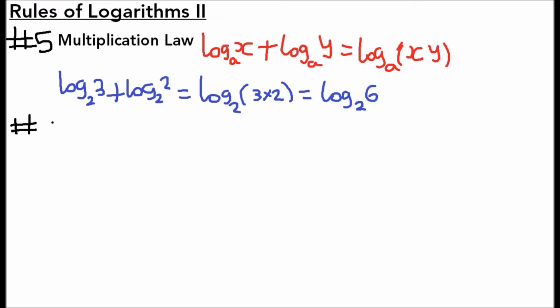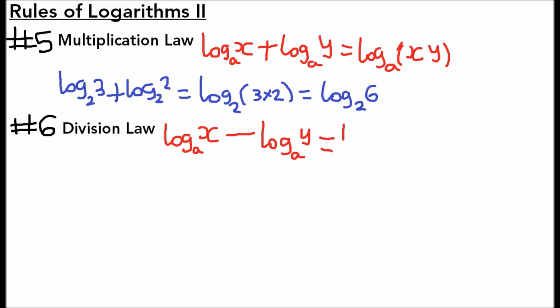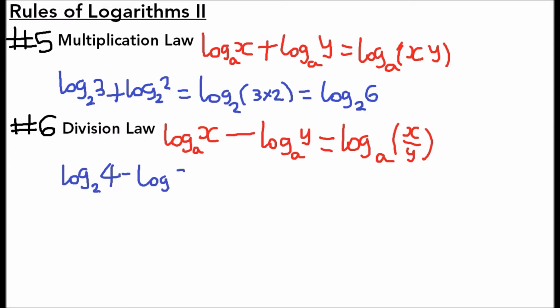Right, with multiplication comes division. And now we're just going to look at the division law. So the division law is just log x to base a minus log y to base a is log x over y to base a. For example, log 4 to base 2 minus log 3 to base 2 would just be log 4 over 3 to base 2.